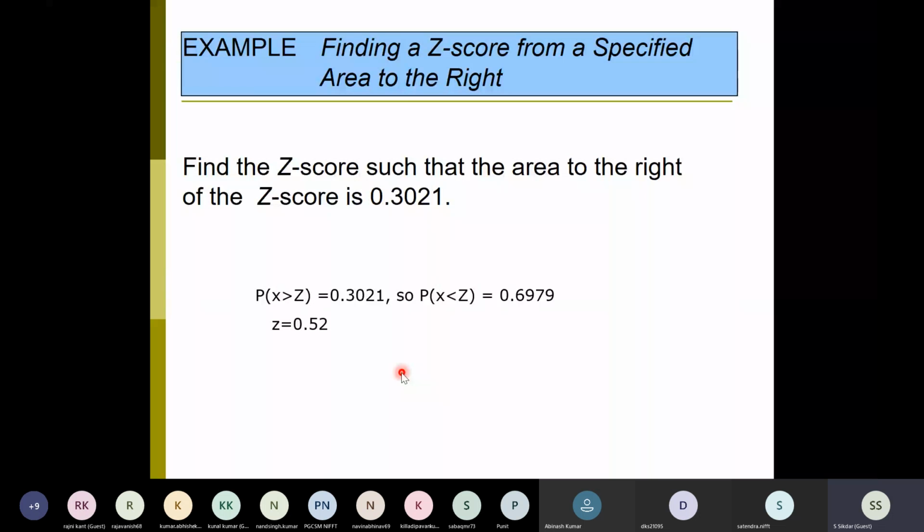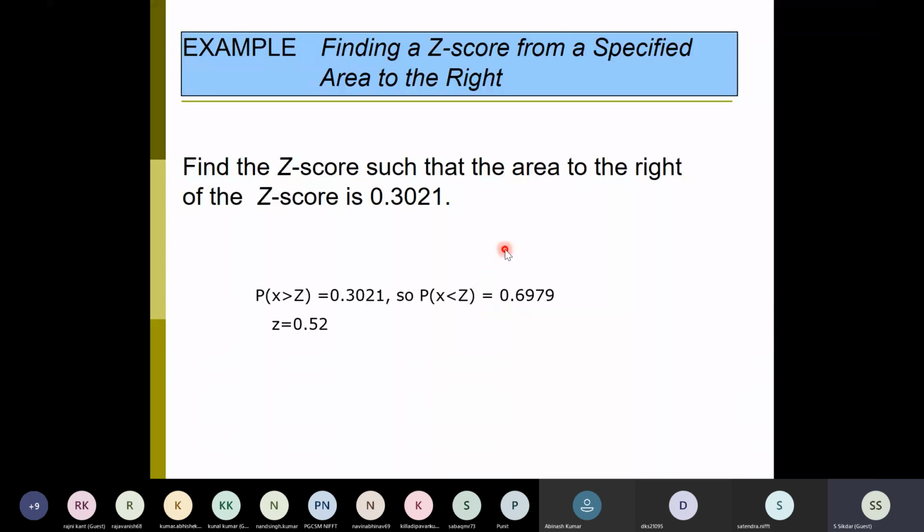So it is just another problem. Find the z score such that the area to the right of the z score is 0.3021. If you subtract this value from one, it gives you 0.6979. If you plot it, you will see on the right hand side it is 0.3021, and on the left hand side it will be 0.6979.